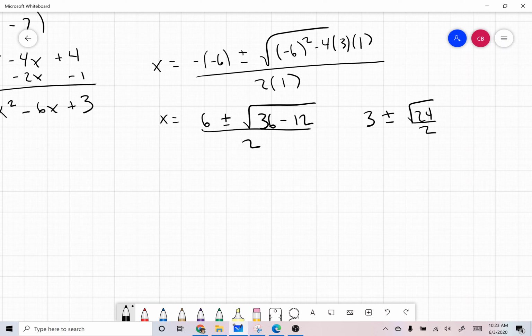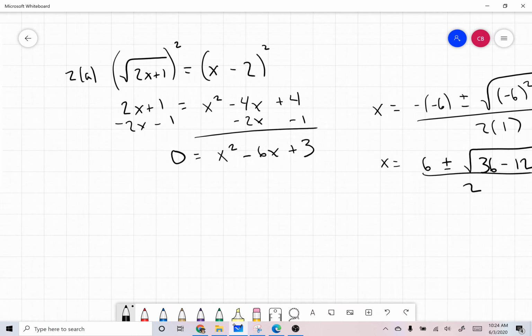And then 4 goes into this. This is 4 times 6, so this is 3 plus or minus the square root of 4 times the square root of 6 over 2. Cancel, cancel, which is 3 plus or minus the square root of 6. Now, the square root of 6 falls between the square root of 4 and the square root of 9, which means it's about 2 point something. So if we do 3 plus 2 point something, that's 5. And if we do 3 minus 2 point something, that's about 1, which is still positive. So that's important because we have to check solutions.